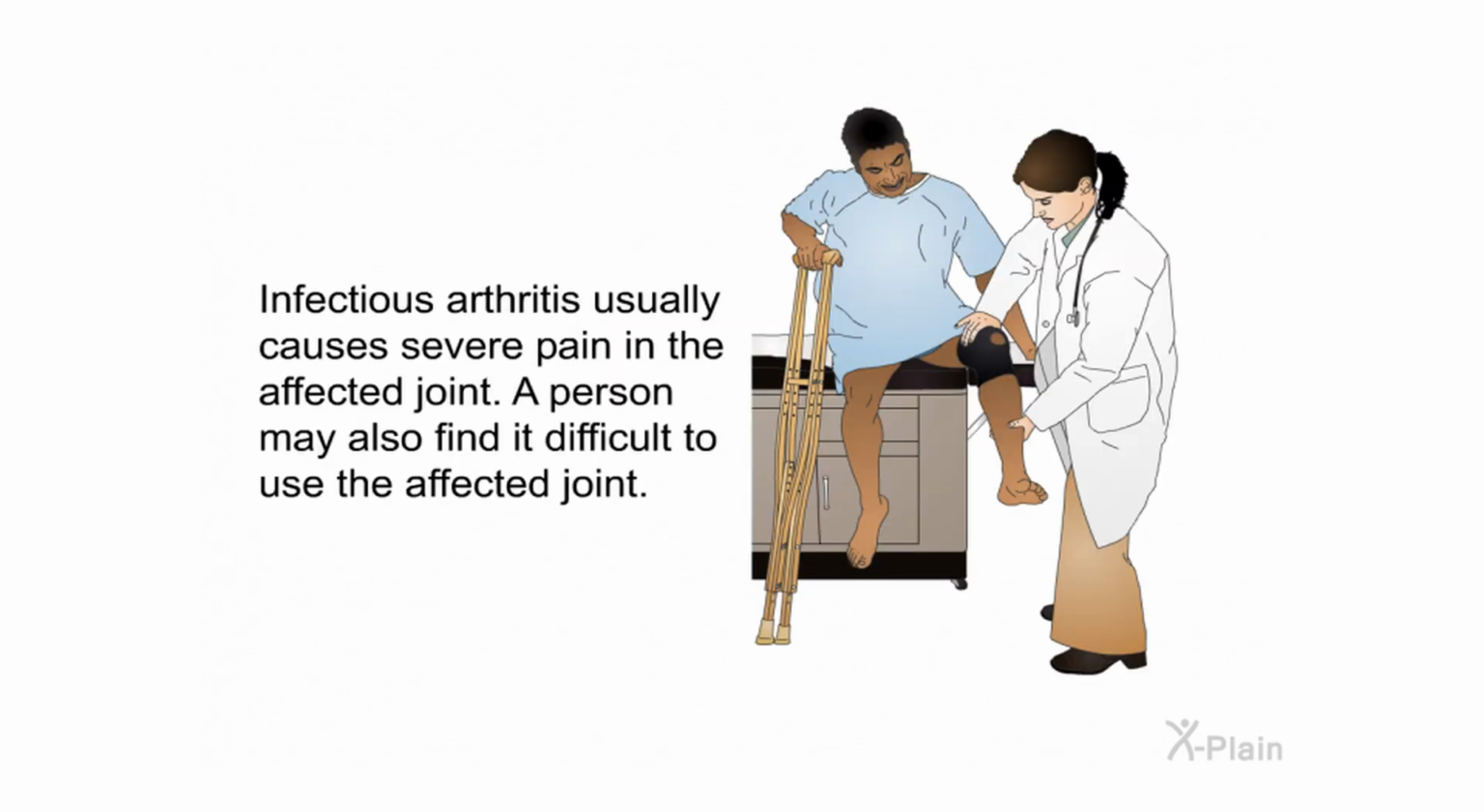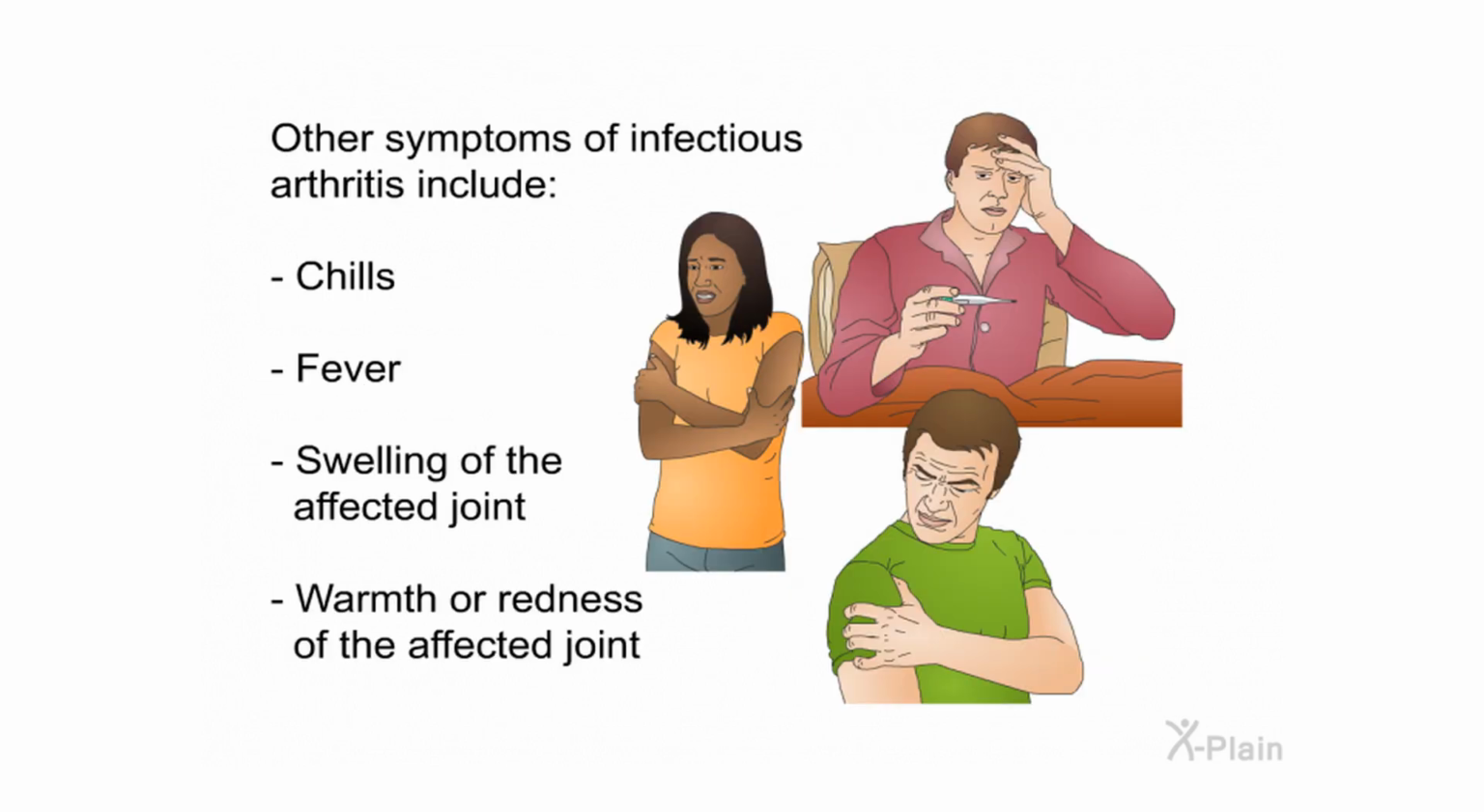Symptoms. Infectious arthritis usually causes severe pain in the affected joint. A person may also find it difficult to use the affected joint. Other symptoms of infectious arthritis include chills, fever, swelling of the affected joint, warmth or redness of the affected joint.